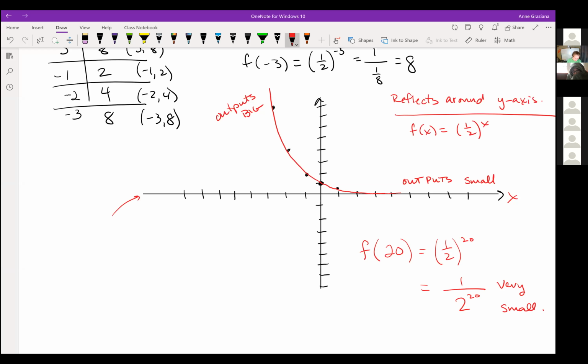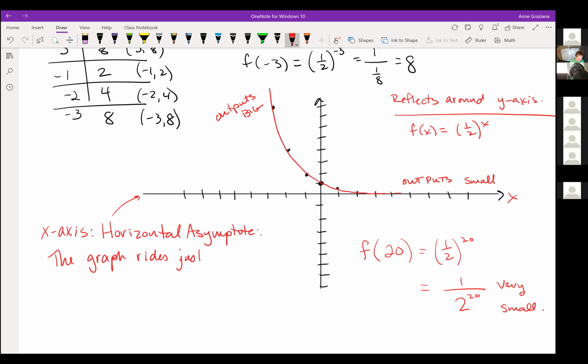So the x-axis has a special name, but it's not anything new. What do we call those things when the graph rides alongside it but never crosses it? Asymptotes. Yeah, it's an asymptote. So the x-axis in this case is the first time we really talk about this in a meaningful way. It's a horizontal asymptote. The graph rides just above it, but never crosses. Okay.